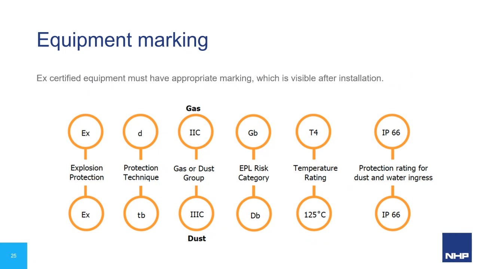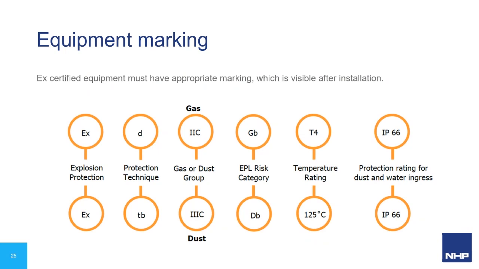If we break this down one by one, the first part is just saying Ex, so it's effectively telling you that it has some form of Ex protection. The next letter is the protection type. On the top line, we have d, which is for flameproof enclosures that we covered. And on the bottom line, we have tb, which is protection by enclosure, which is for dust environments. Now, after this, we have the material group. So IIC on the top line is for gas, and this is saying it's suitable for the most volatile gas. So it's good for all gas groups and all types of gases.